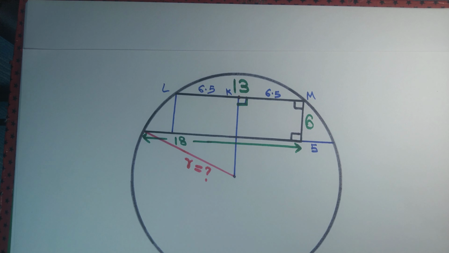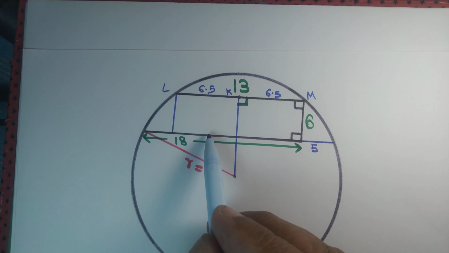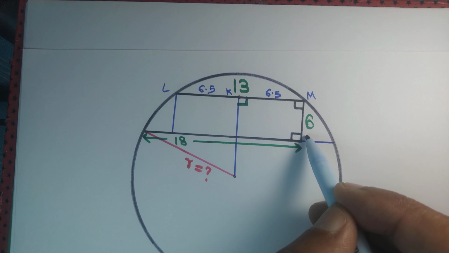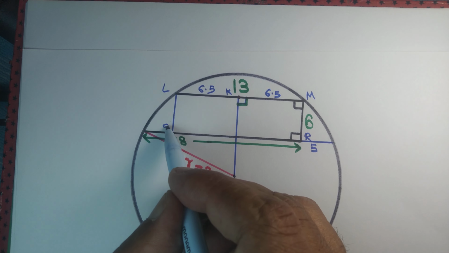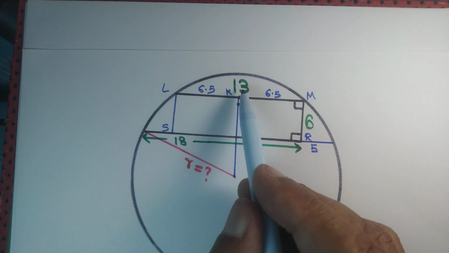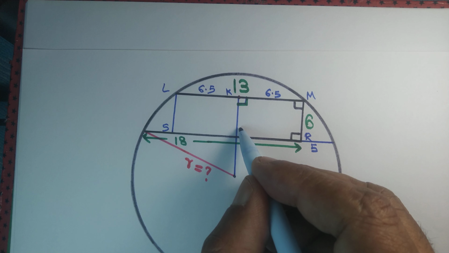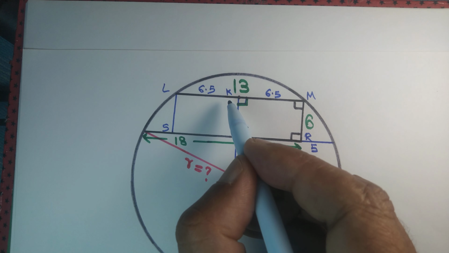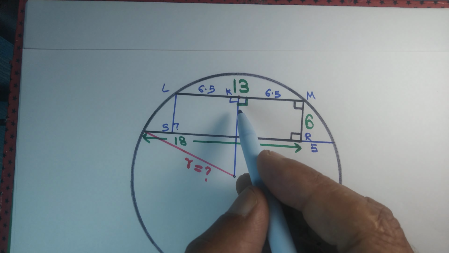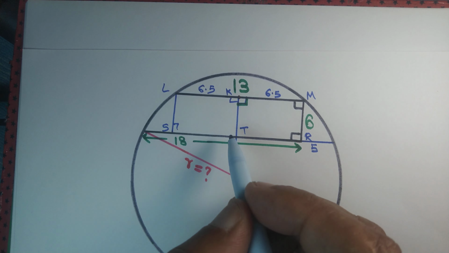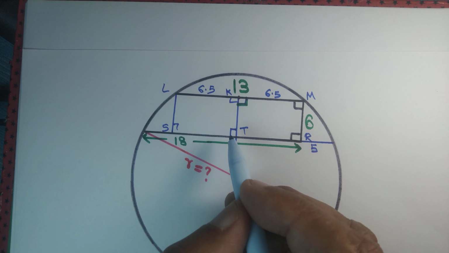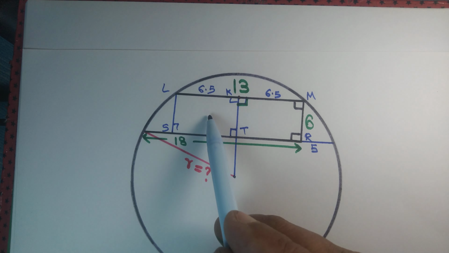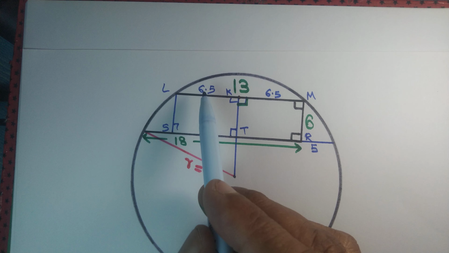This measures 6.5, so does this. LK measures 6.5. So this also measures 6.5, and so does this, because LMRS is a rectangle, and so is LKTS. These are all rectangles because the angles are all 90 degrees. Since it is a perpendicular and those two chords are parallel to each other, it follows that this is also perpendicular. So all those are rectangles. So you have 1, 2, 3 rectangles. So 6.5, 6.5, 13 units.